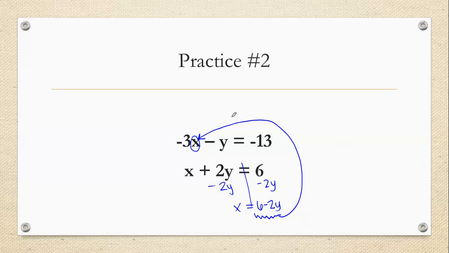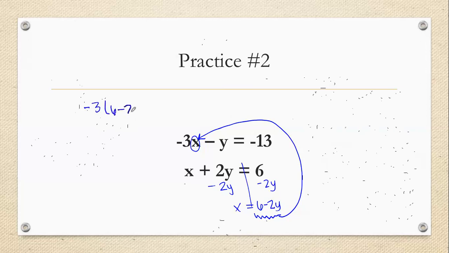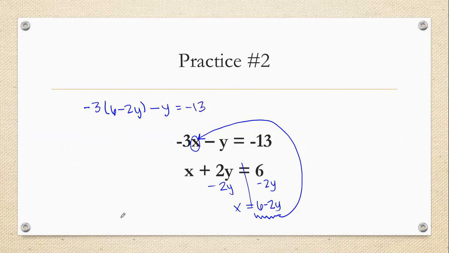So it's going to be negative 3 times the parentheses 6 minus 2y. Then the next one is 2y. So just minus y. Minus y equals negative 2.